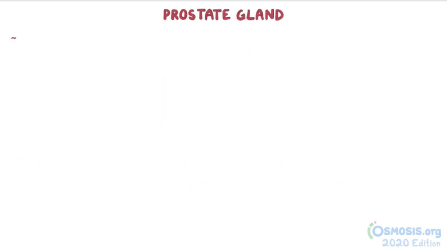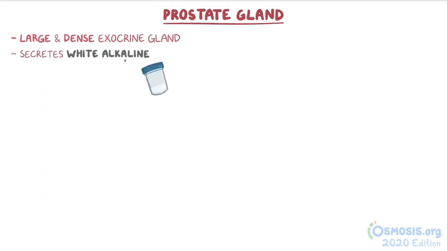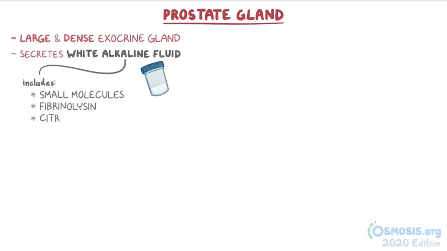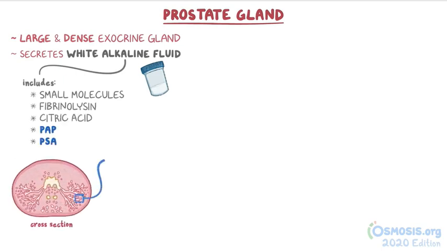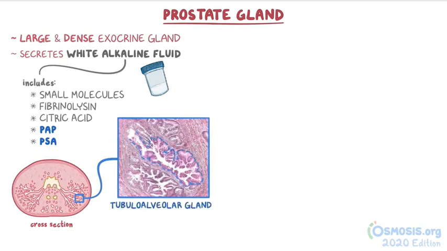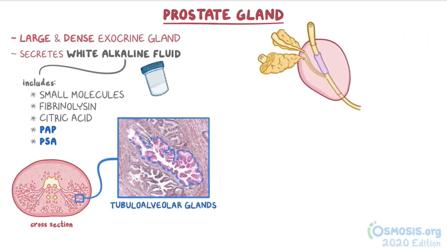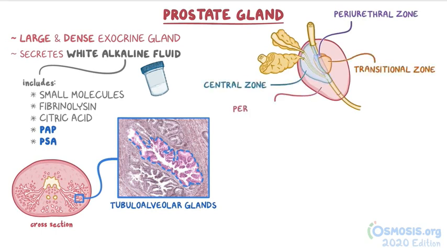Alright, as a quick recap. The prostate gland is a large, dense exocrine gland responsible for secreting a white alkaline seminal fluid that contains various molecules, fibrinolysin, citric acid, PAP, and PSA. The gland consists of branched tubuloalveolar glands and is divided into 4 zones: the periurethral, transitional, central, and peripheral zones. Prostate cancer is most closely associated with the peripheral zone, and BPH is typically associated with the transitional zone.